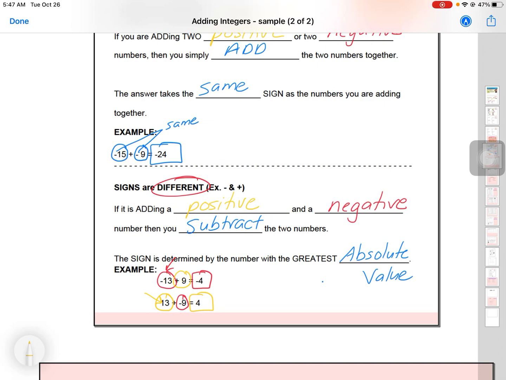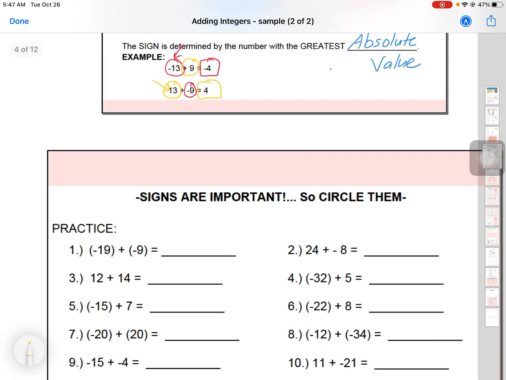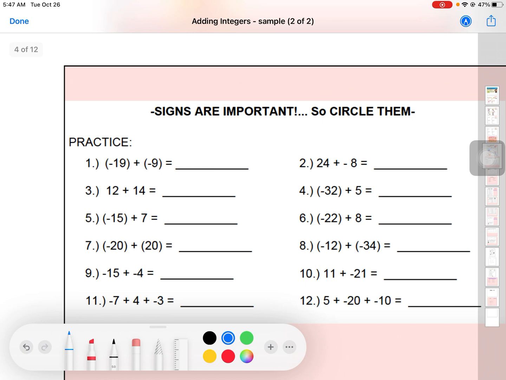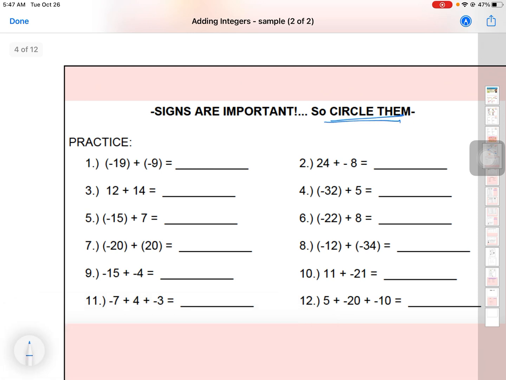So the big thing in adding integers is to look at the signs. So we're going to focus on the signs when we are adding them, and you're going to see that I added the tip to circle them. This is not only going to help you with integers, but it's also going to help you when we get into algebra and simplifying expressions. So I'm going to give you some points for circling accurately, because you're thinking about the sign that names the number.